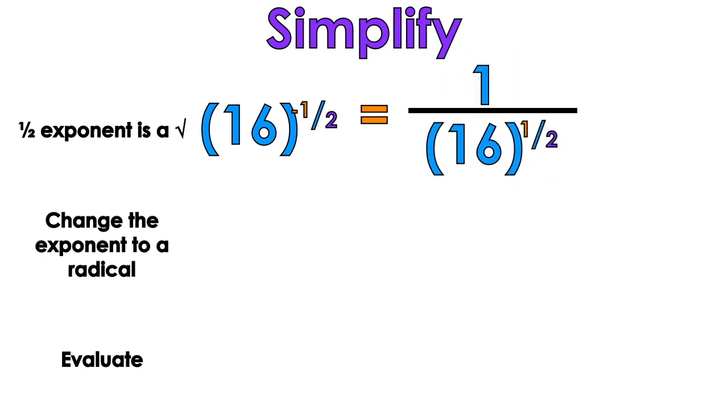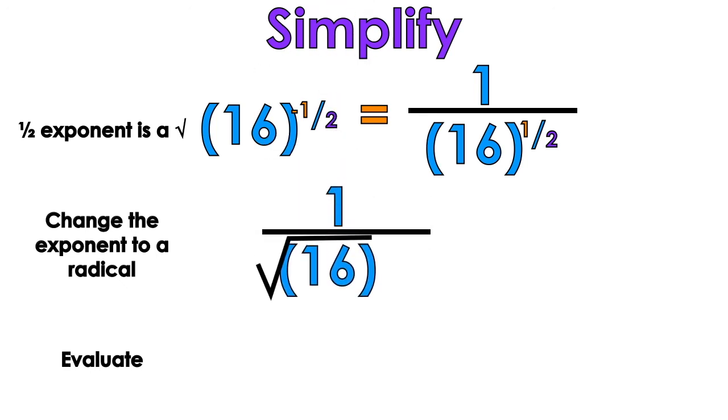Make the negative exponent a positive exponent. Change the 1/2 exponent to be a square root, because they're the same thing. A 1/2 exponent is the same thing as a square root, like a 1/3 exponent is the same thing as a cube root, and a 1/4 exponent is the same thing as a 4th root. Okay, I'm done. Simplify the square root of 16. 4. 1/4 is your answer.